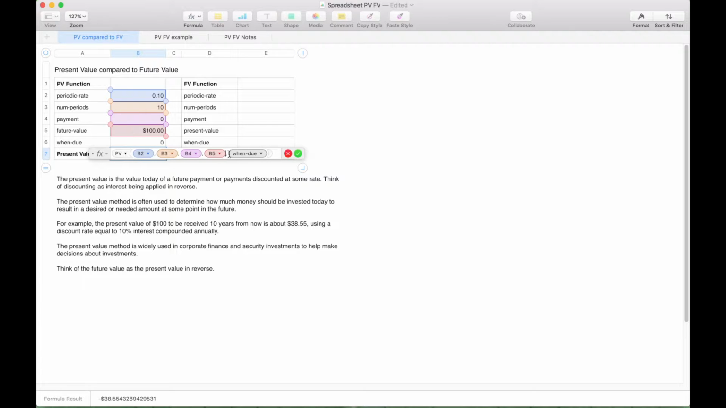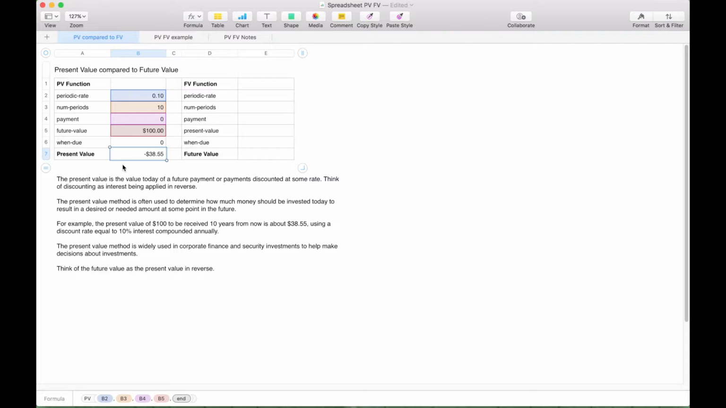The when due, and let's just show you, if you click this little arrow for the drop down, the end of the period, if you were to put that in, would be 0 or omitted, and the beginning of the period is 1. Okay, so we'll just keep that as 0. Now we'll hit our check mark, and if we've set this up correctly, we should get $38.55. Okay, and we do.